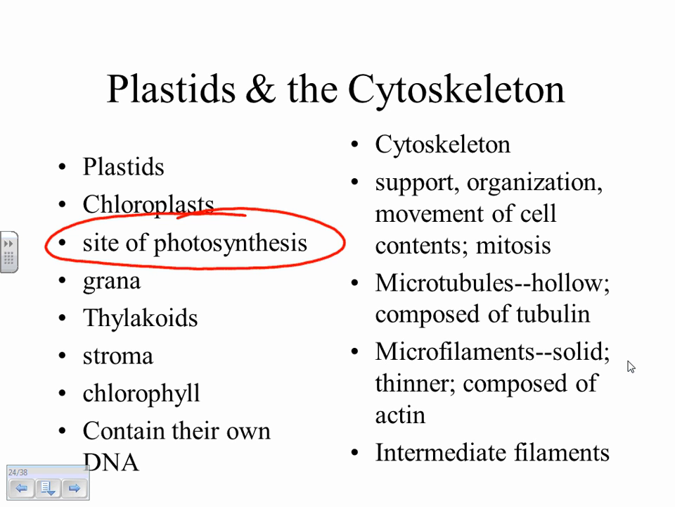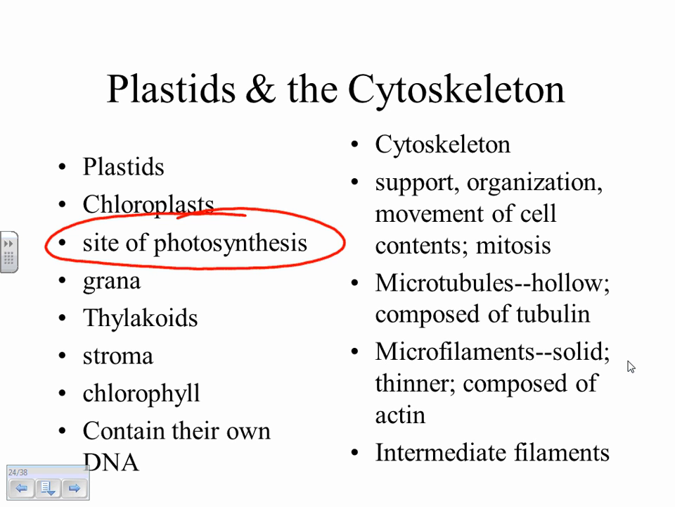Chemical energy in what form? What chemical does photosynthesis make? Sugar, glucose. What other two things does the plant need to be able to do photosynthesis, other than light? What are the other two main ingredients, reactants for photosynthesis? Water and carbon what? Carbon dioxide. Water and carbon dioxide. Question?